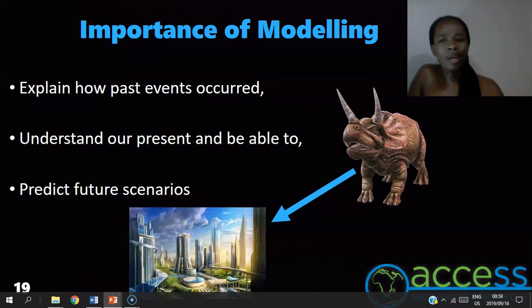So why is this introduction to modeling important? It helps us to understand how past events occurred, just like the extinction of dinosaurs. We were never there, we were not born, but we are able to know how they went extinct. And then understanding our present. For instance, we can predict tomorrow's weather using modeling. And also predict future scenarios such as climate change. How will this climate change be in the next 10 years to come?